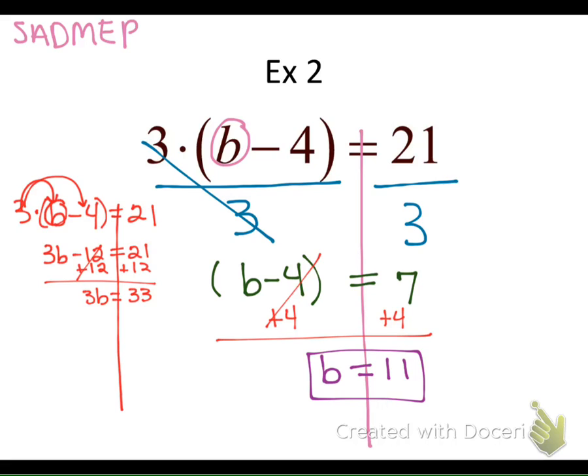Okay? Last step, how do I get the b by itself?